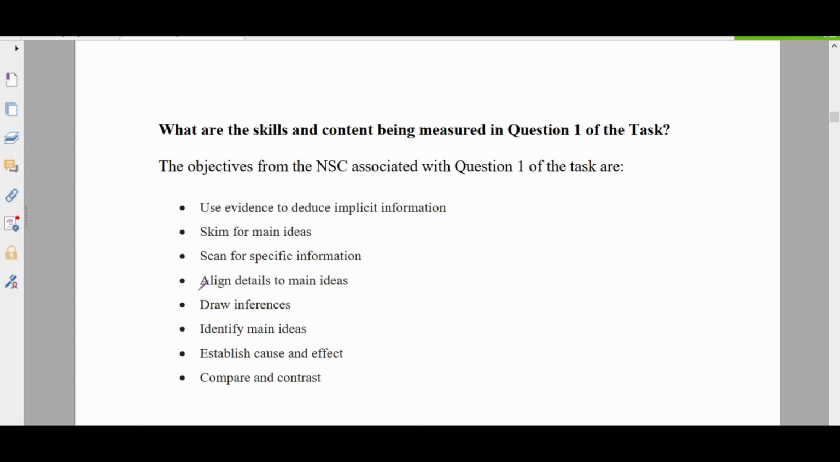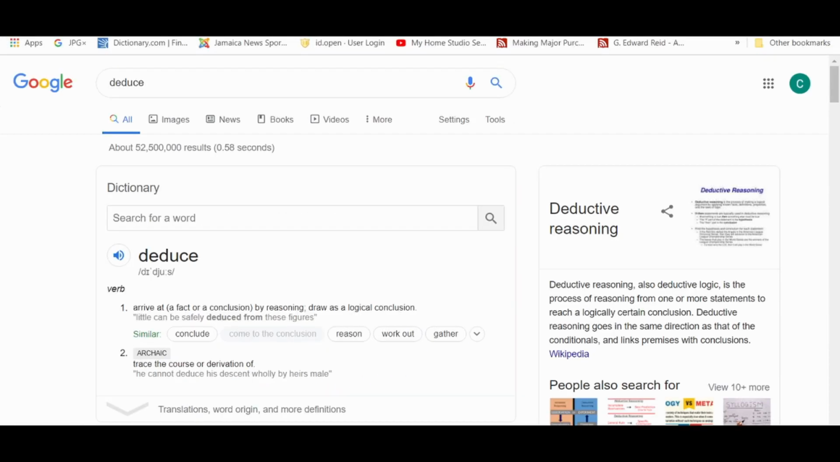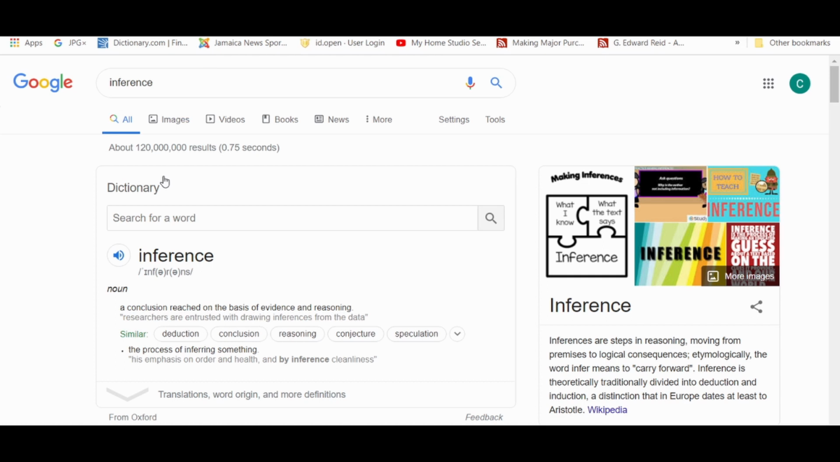So again, now it says you have to align the details to the main idea, draw inferences, identify main ideas, establish cause and effect, and compare and contrast. So when they talk about deduce, that means that you need to do what? Arrive at a fact or conclusion by reasoning. You draw a logical conclusion. All right. What about inference? Inference is a conclusion reached based upon evidence and reasoning.